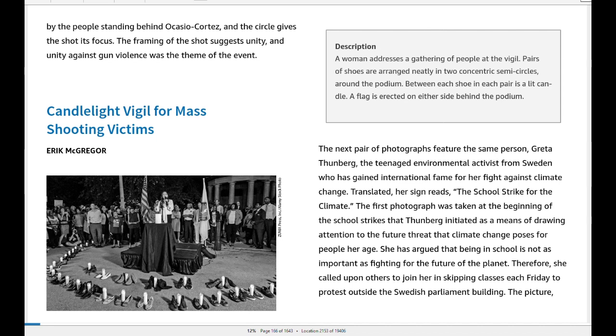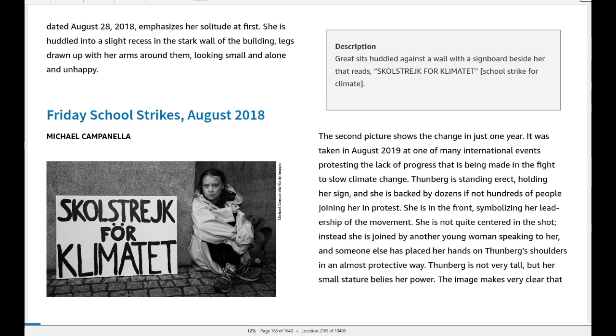She has argued that being in school is not as important as fighting for the future of the planet. Therefore, she called upon others to join her in skipping classes each Friday to protest outside the Swedish Parliament building. The picture, dated August 28, 2018, emphasizes her solitude at first. She is huddled into a slight recess in the stark wall of the building, legs drawn up with her arms around them, looking small and alone and unhappy.